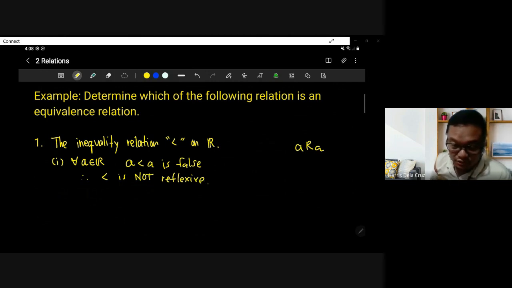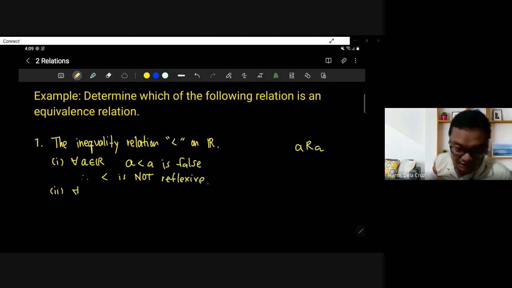From here, you can already say na hindi siya equivalence relation. Pero we'll continue showing if it's symmetric or transitive just for the sake of discussion. Para rin alam natin kung paano magpakita ng symmetry and transitivity. Okay, so hindi siya reflexive. Ano ibig sabihin naman ng symmetric?